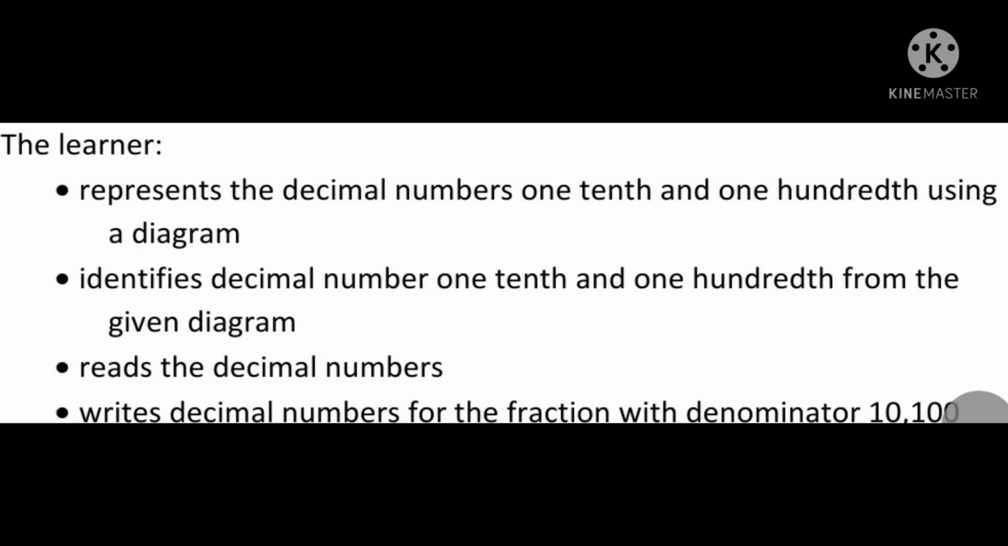Number 3, the student reads the decimal numbers. The student will be able to read the decimal numbers. And number 4, the student writes decimal numbers for the fraction with denominator 10 or 100. The student is also able to write the decimal fractions which have denominator 10 or 100. So make sure these objectives are achieved when this lesson plan has been executed in the classroom.